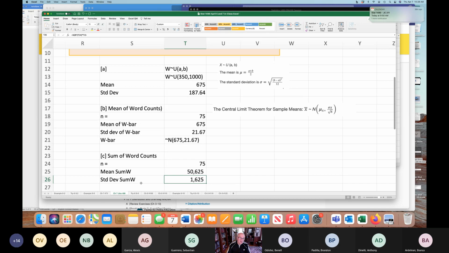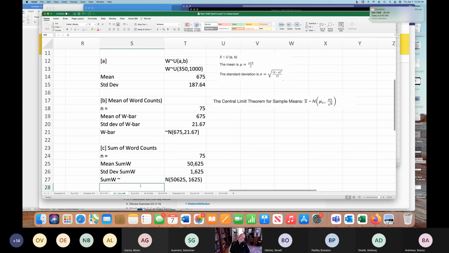So now what's the distribution of this? If I sum all the word counts up for 75 papers as opposed to taking the average, what will that distribution be? It'll be normal with a mean of 50,625 and a standard deviation. Now I got too many commas, so I got to be careful with that, but 50,625. I won't use the commas, just to make it easier to see the two numbers. And a standard deviation of that.